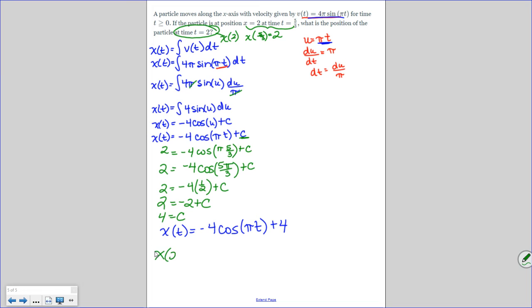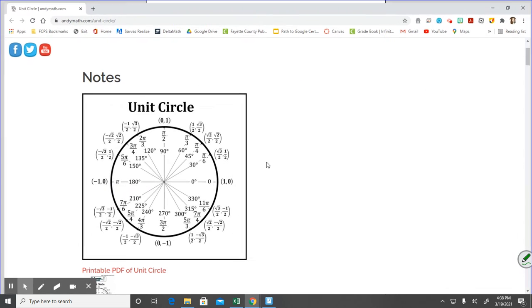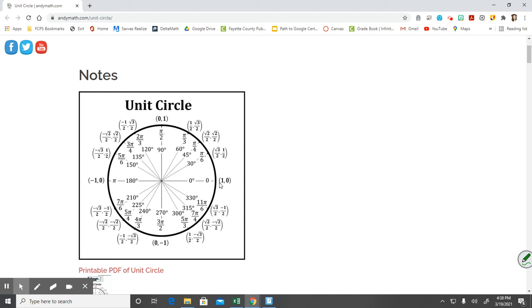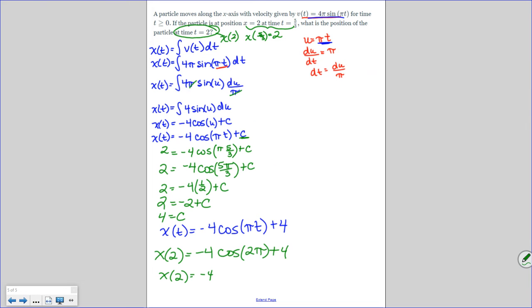So x of 2 is going to be negative 4 times the cosine of, I put 2 in for t, 2 pi, plus 4. I've got to find the cosine of 2 pi. Let me pull my unit circle back over here. At 2 pi, which is right here, cosine is 1. So negative 4 times 1 plus 4. Negative 4 plus 4 is 0. So position at time 2 is 0.